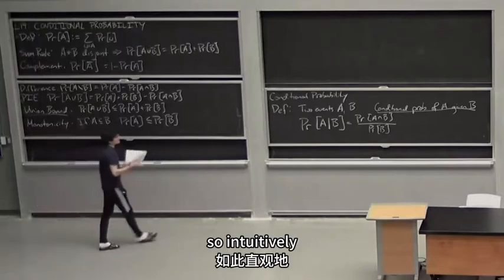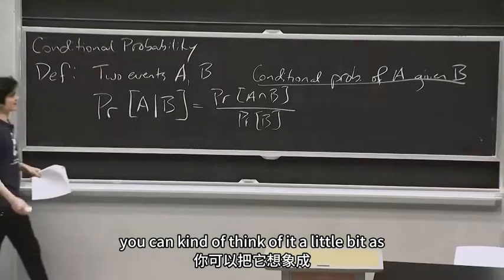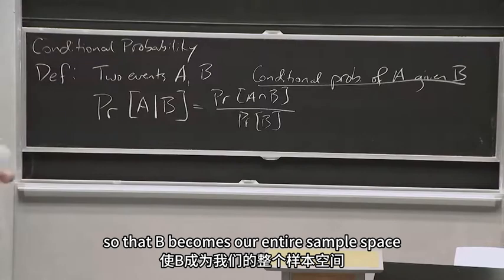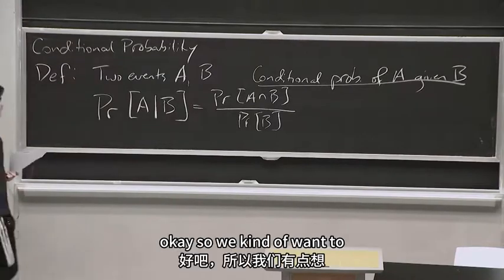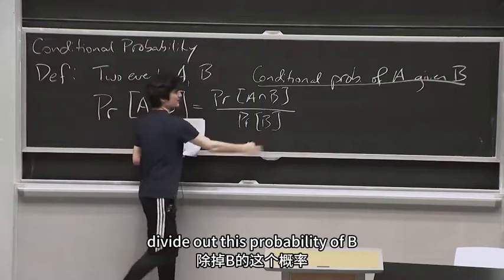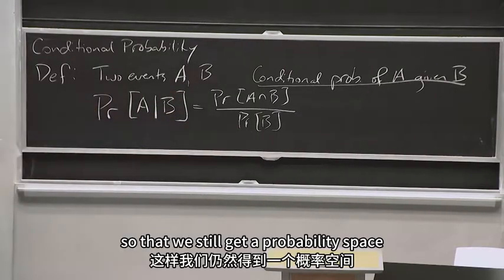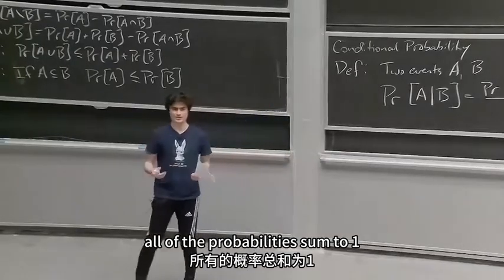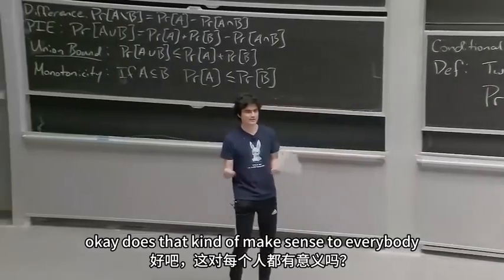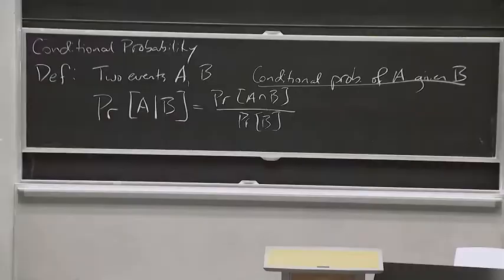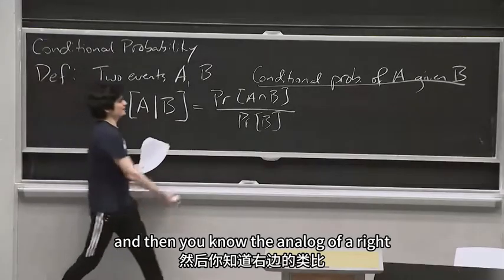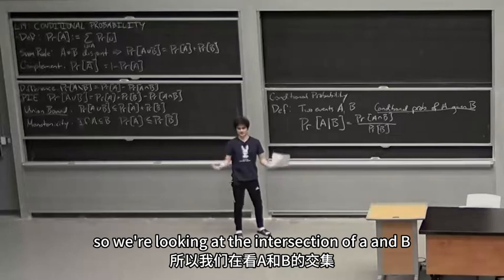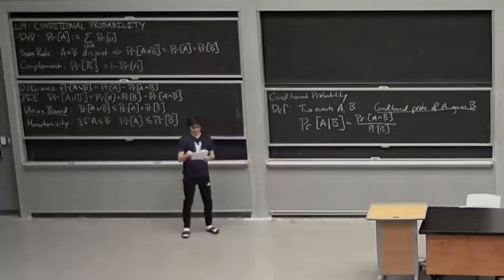Intuitively, you can think of it as trying to scale our probability space so that B becomes our entire sample space. So we want to divide out the probability of B so that we still get a probability space, where all of the probabilities sum to 1. Does that make sense to everybody? And then, the analog of A, we're only looking at everything that's already within B. So we're looking at the intersection of A and B. Okay?